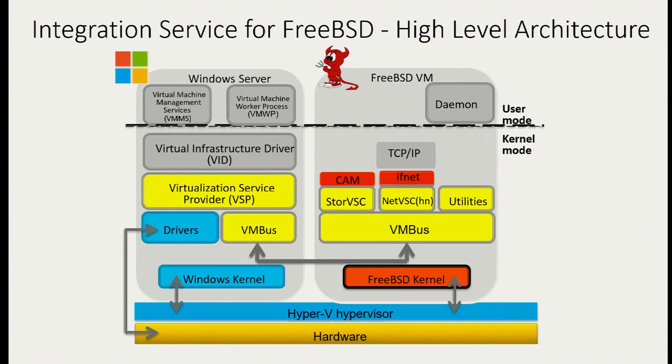And here we can look at the yellow block. In the host OS, we have the related backend driver for the VM bus and the virtualization service provider. We call it a VSP driver. And in the FreeBSD VM, we have the related front end driver for the VM bus and the related synthetic device drivers, including, for example, the storage VSC, meaning the storage virtual service consumer or client. That's the front end driver for the block device. And the second one is the net VSC, meaning the front end driver for the network device. We will detail our improvement of that driver here today.